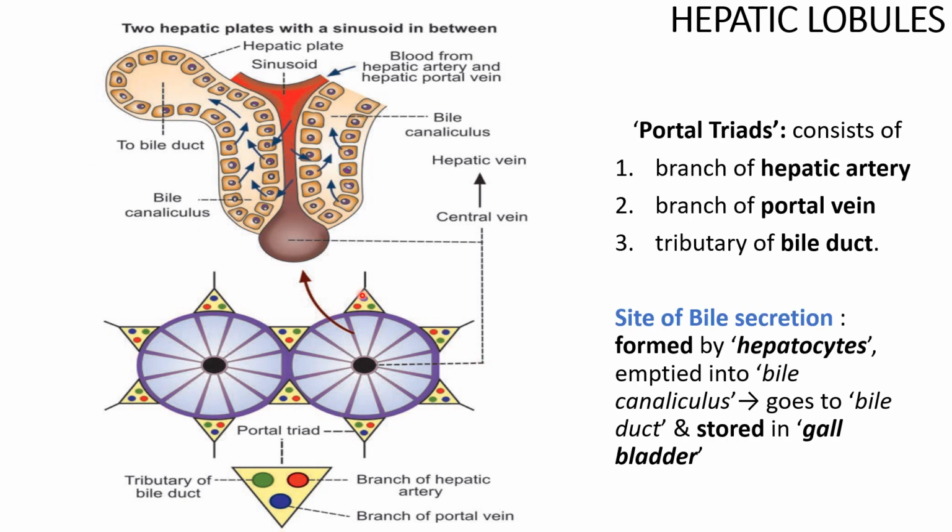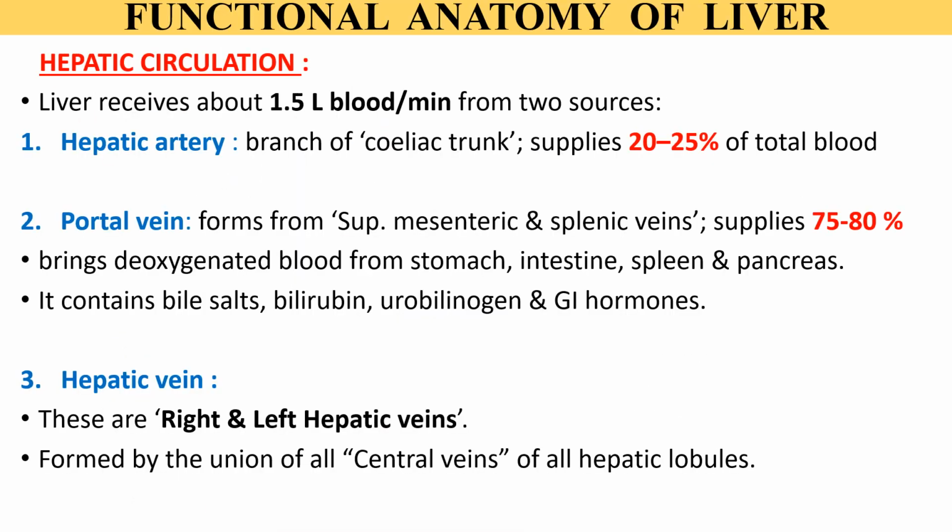Along the periphery of each hepatic lobule are present portal triads. These portal triads contain a branch of portal vein, a branch of hepatic artery and a branch of bile duct. So, the bile, which is a digestive juice, is secreted by the hepatocytes and then emptied into the bile canaliculi of the hepatic lobules, and from where it goes to the bile duct and is stored in the gallbladder for future use.